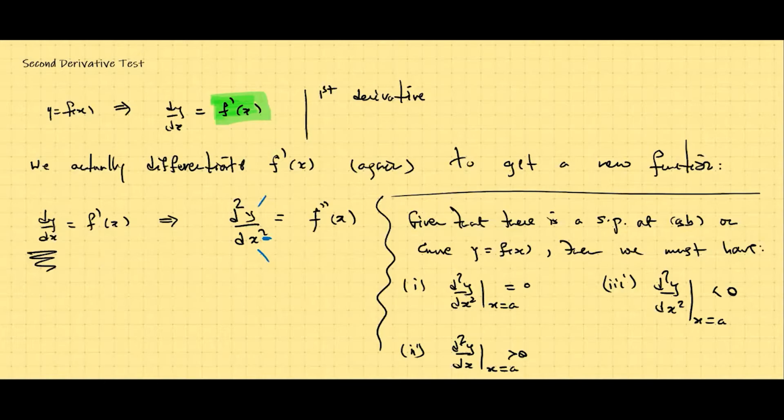So if it's positive, then that gives us the fact that the stationary point is a minimum, right? And if it's negative, then that tells us that the stationary point is a maximum. And if it's zero, I'm going to write this in red because it's a very special case, that tells us that the stationary point is a point of inflection. So this is basically the statement of the second derivative test.